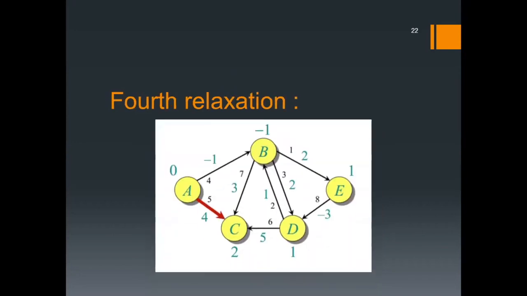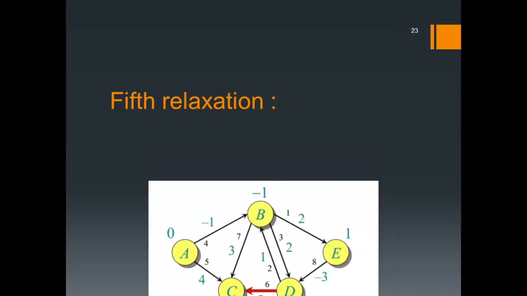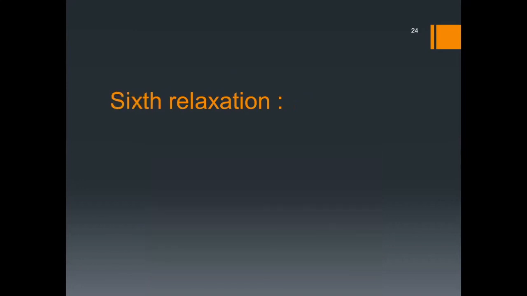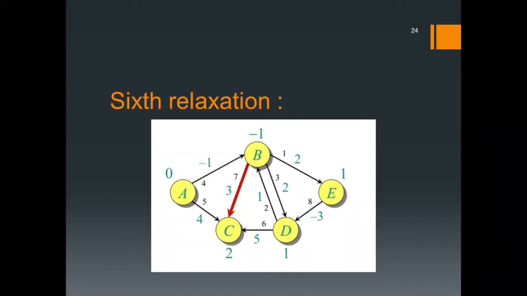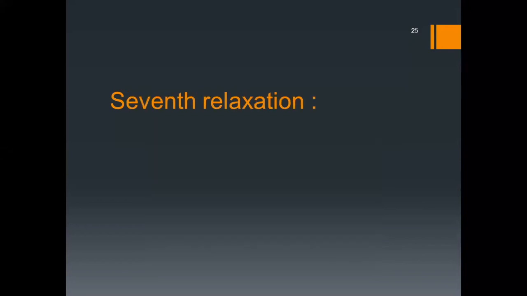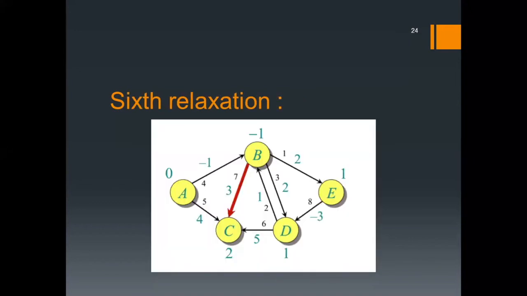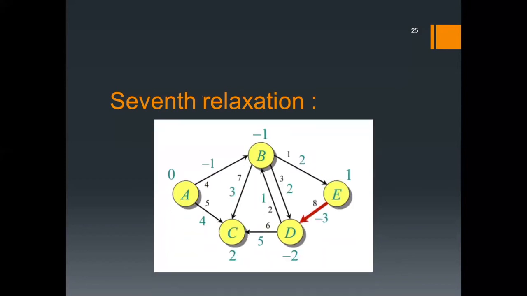And fourth relaxation, that is 0 plus 4 is equal to 4, and 4 is greater than 2, that's why it will not update. And then 1 plus 5 is equal to 6, and 6 is obviously greater than 2, and it remains the same. And minus 1 plus 3 is equal to 2, and c is already 2, that's why it will not update. And seventh relaxation, that is 3 minus 3 plus 1 is equal to minus 2, and minus 2 is obviously less than 1, that's why d will be minus 2.